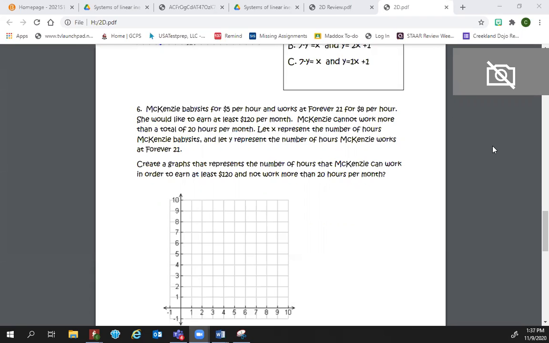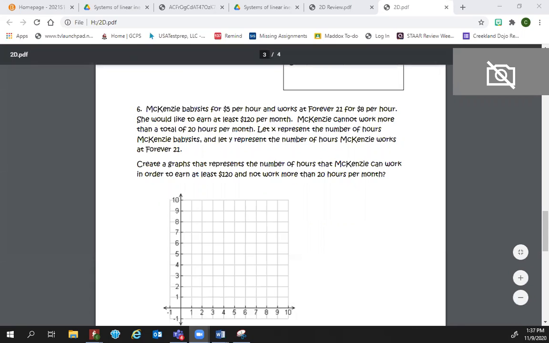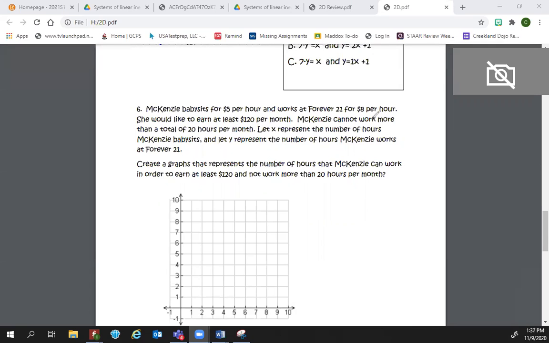So what is X? Number of hours babysitting. What does X represent? The letter X is the first thing that you need to figure out. Okay, because how many equations are we going to have? We've been studying how many equations? 2. So we need to underline that. X represents the number of hours Mackenzie babysits. So X. Y represents the number of hours Mackenzie works at Forever 21. So Y.